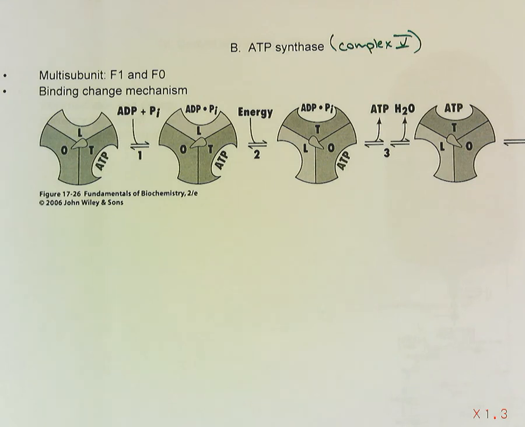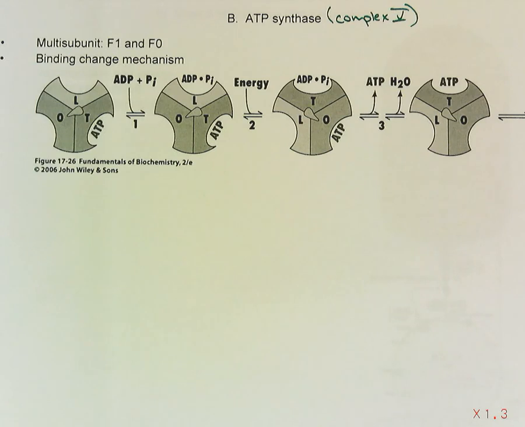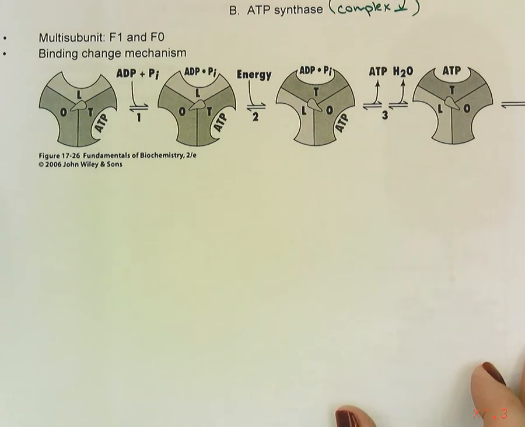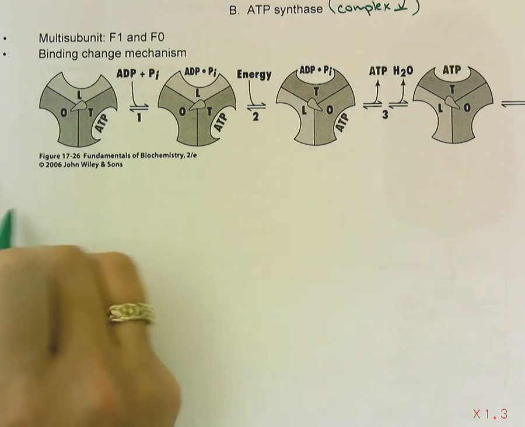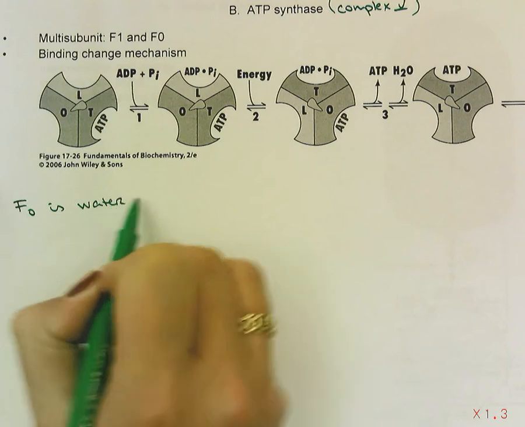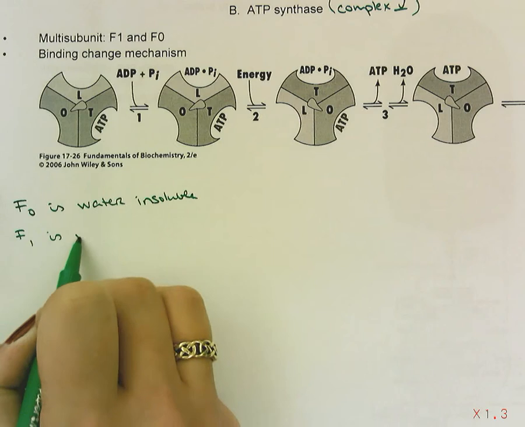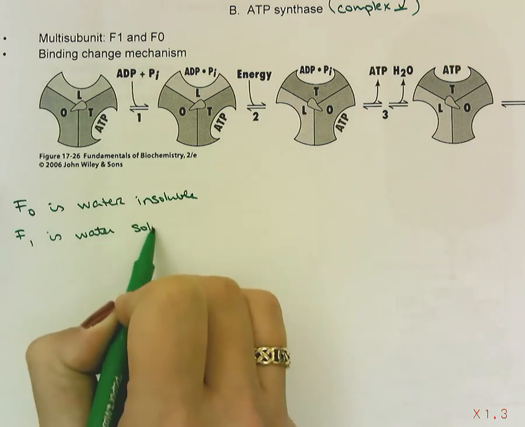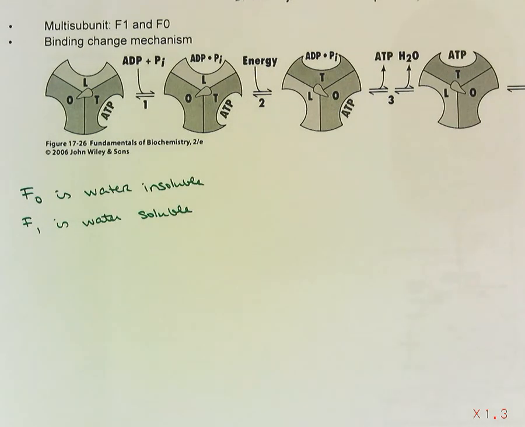All right, complex 5, ATP synthase, is a multi-subunit enzyme. And it also has a binding change mechanism. So let's work through each one of these points first. It's 2 parts, F0 and F1. F0 is water insoluble, F1 is water soluble.